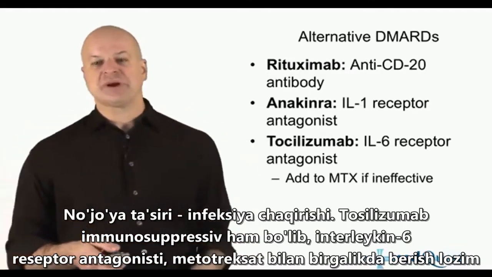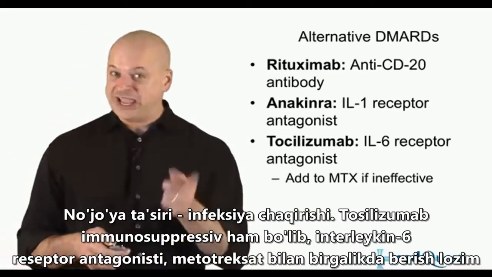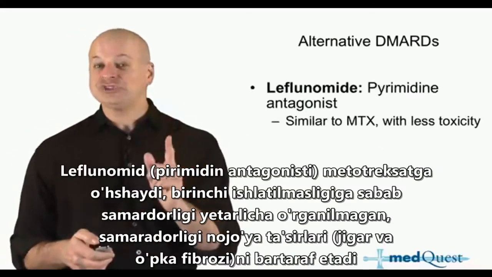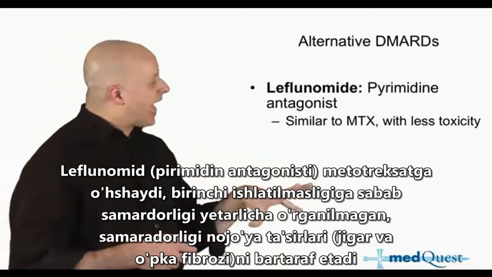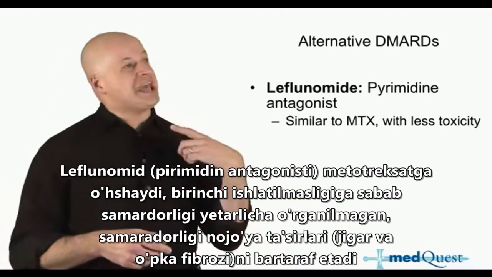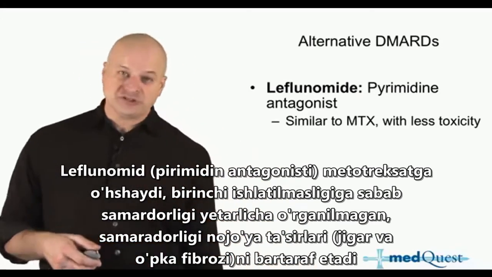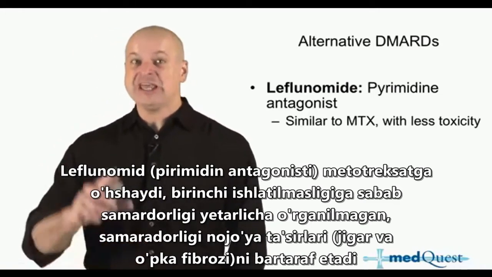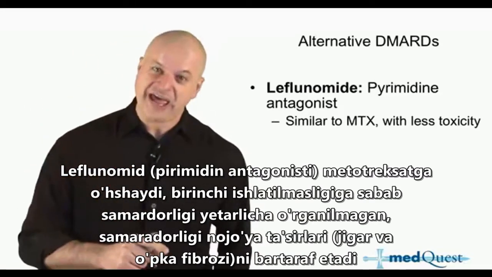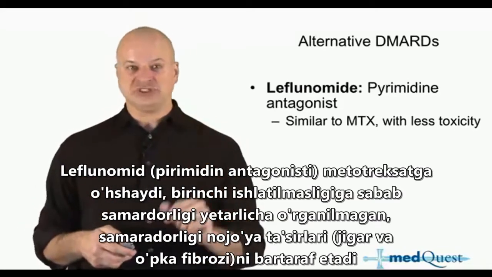Tocilizumab is also immunosuppressive, an interleukin receptor antagonist, and you add it. These are add-ons, as opposed to leflunomide. As it's a French drug, leflunomide. Well, no, it is l'alternative to methotrexate. You might say, why not use it first? Because it's not proven to have as much efficacy. Remember, efficacy beats adverse effects. And therefore, it's used in people who have liver and lung fibrosis.